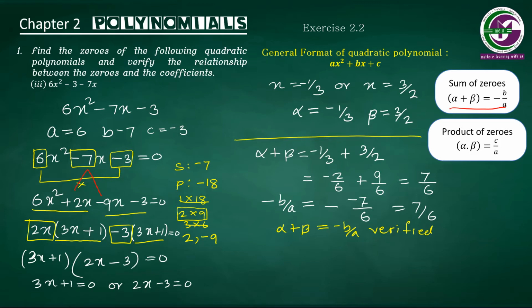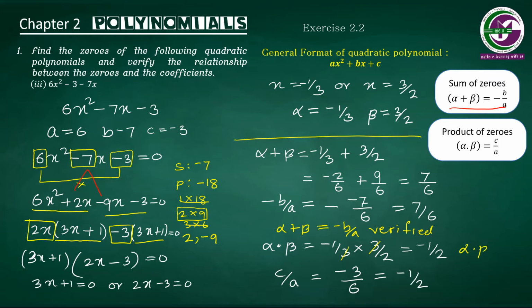Next, alpha times beta. That is minus 1 by 3 multiplied by 3 by 2. Here we can cancel out this 3 and this 3. So the remaining is negative 1 by 2. Now we'll find c by a. The value of c is minus 3 divided by a, which is 6. So 3 is a common factor. We can cancel out 3 in the numerator and denominator. So it is minus 1 by 2. Alpha times beta equals c by a, verified.